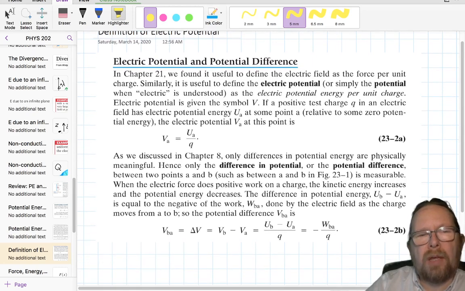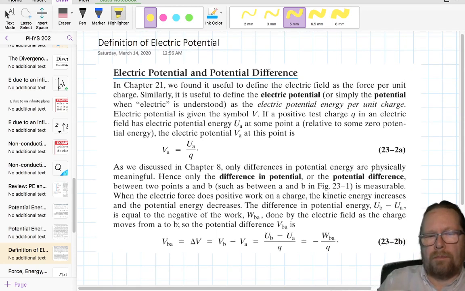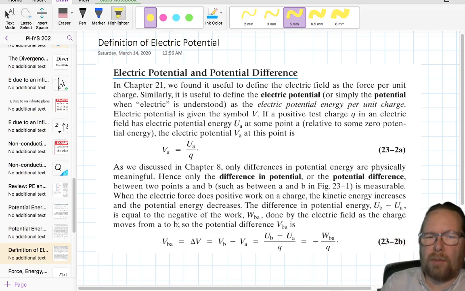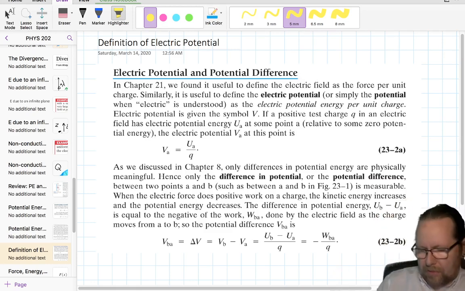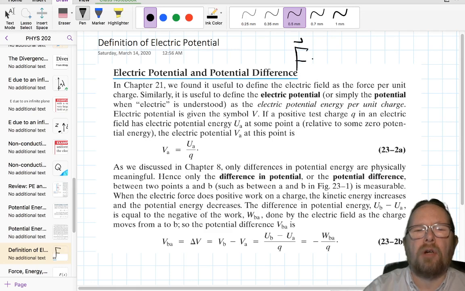It's useful in electromagnetism to define a quantity that's not the potential energy of a particle, but the potential energy per unit charge of a particle in a field. Remember what electric field is defined as. Electric field in electromagnetism is defined as the force per unit charge, right? That the force on a charge in an electric field is equal to qE, which means we can think of the electric field as being the force per unit charge.